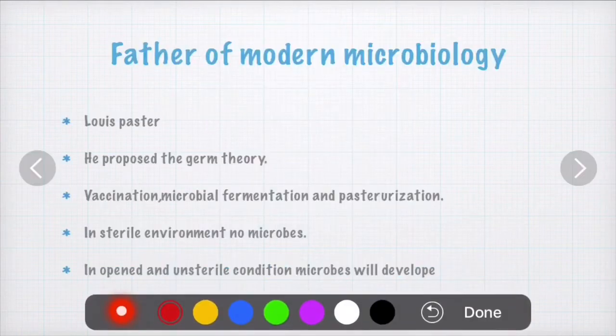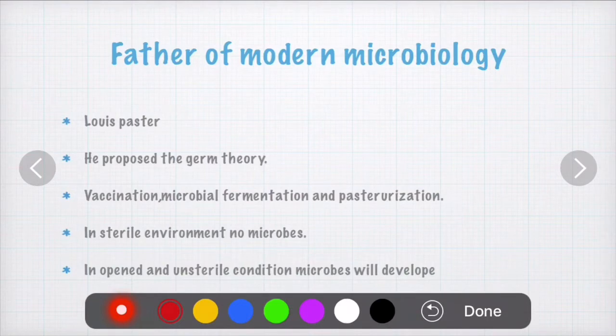Next, we will see the father of modern microbiology. The father of modern microbiology is Louis Pasteur. He is known as the father of modern microbiology because of his great contribution to the field of microbiology after Antony von Leeuwenhoek. He proposed the germ theory. So let me first explain what the germ theory is.